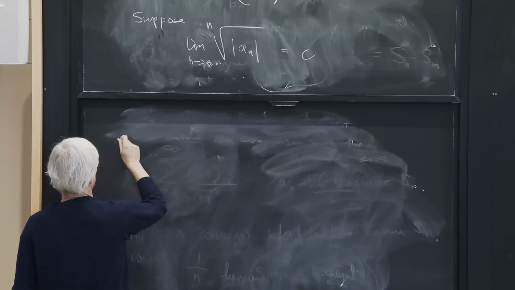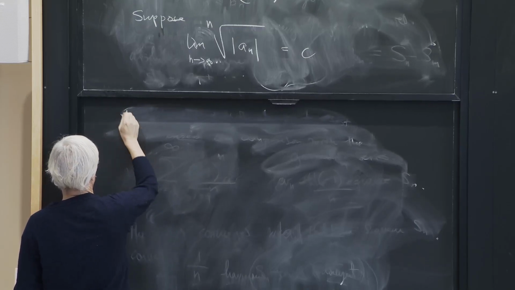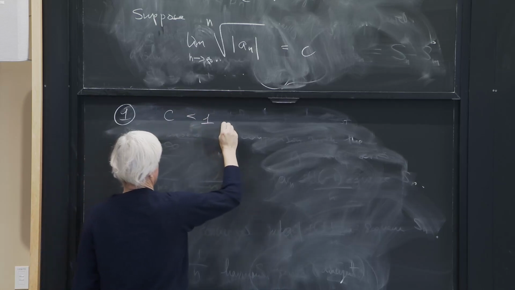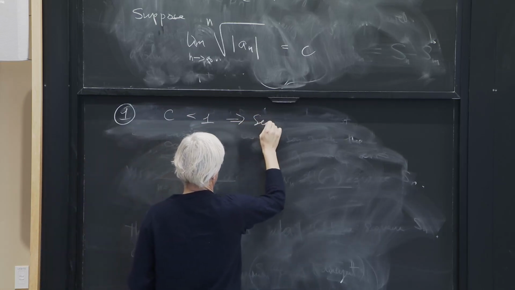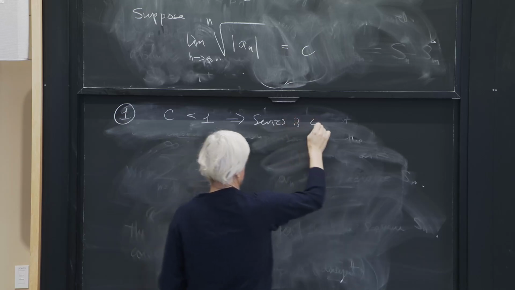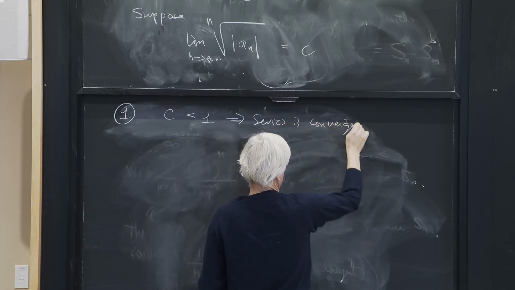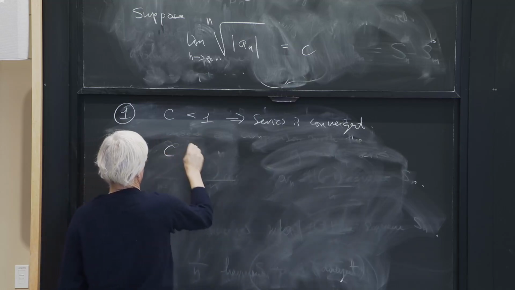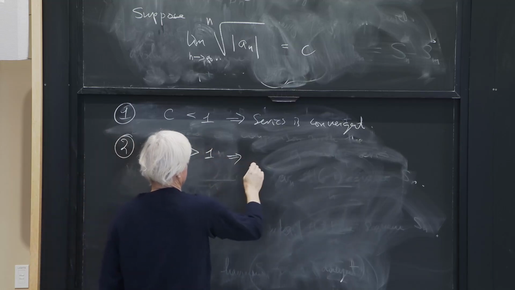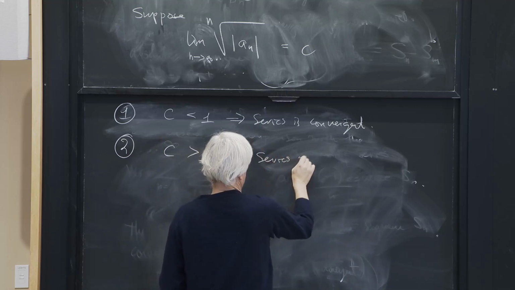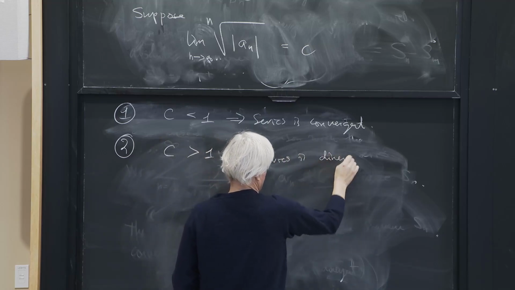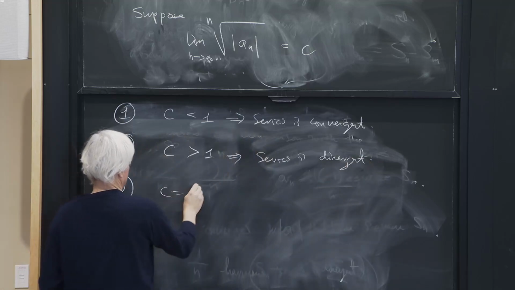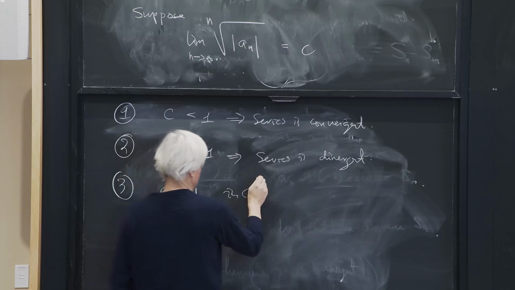And so this is... there are 3 possibilities, where c here is less than 1. Then this implies that the series is convergent. Two, c is bigger than 1, which implies that the series is divergent. And again, the case where c here is equal to 1, the test is inconclusive.